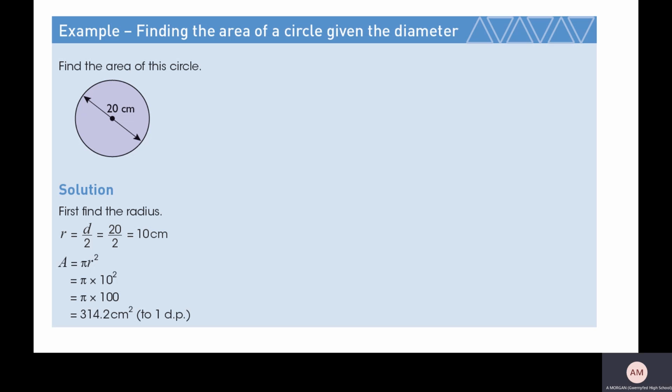Now your calculator would say 314.159 and so on and so on. But rounding to one decimal place, it will be 314.2.